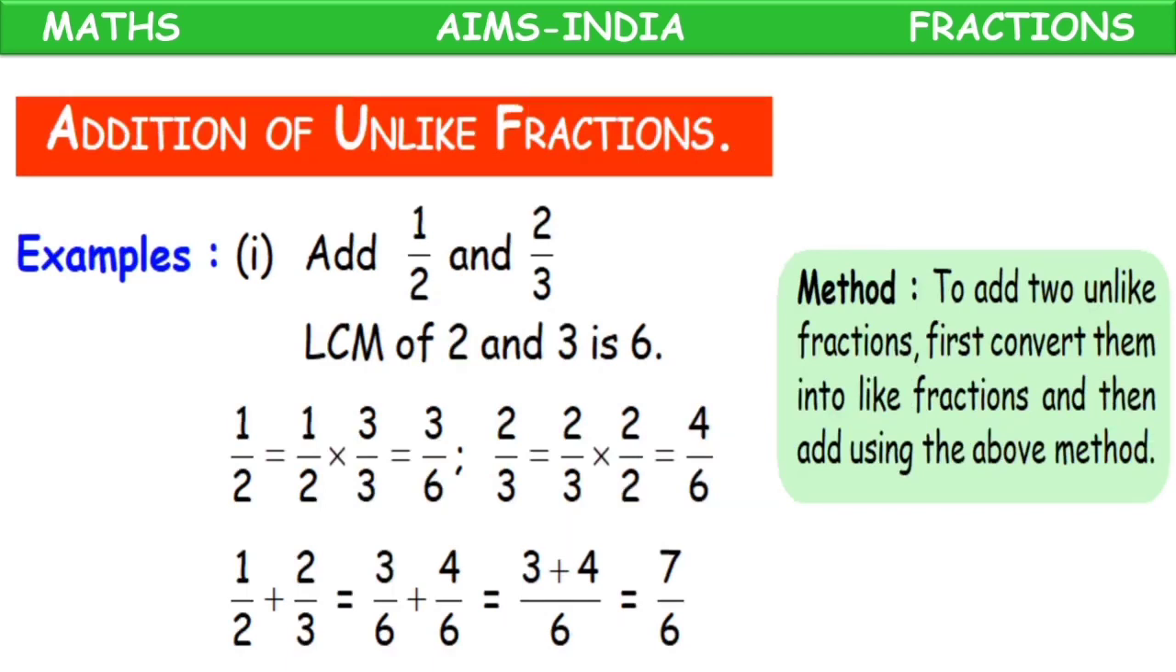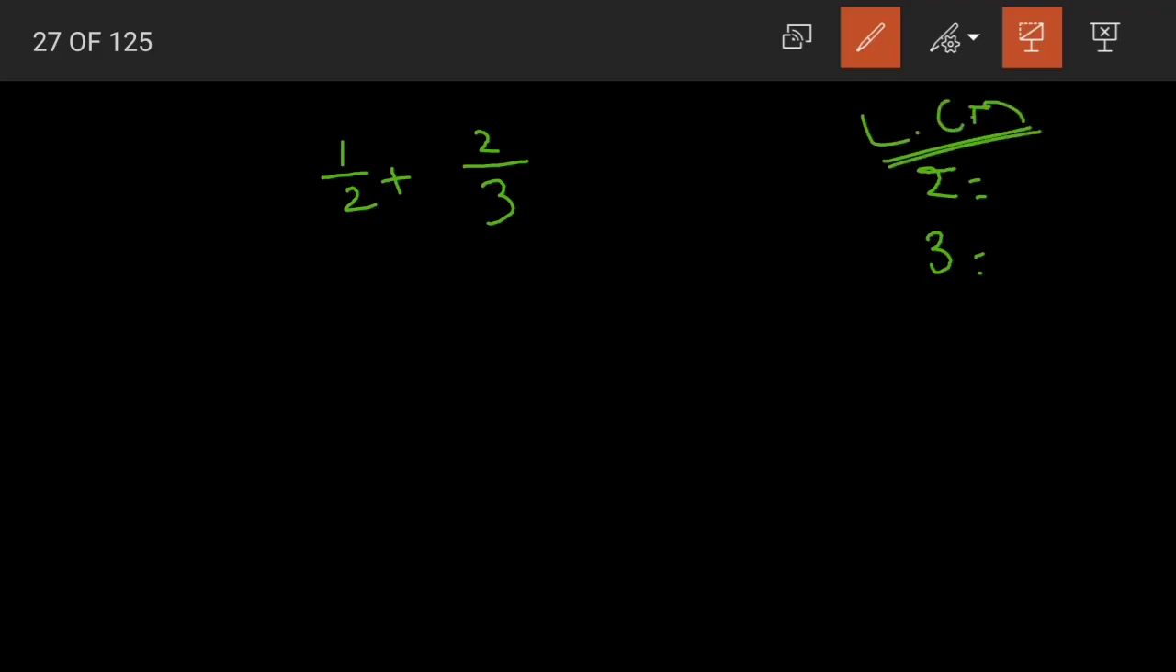Now what is the question here? Add 1 by 2 and 2 by 3. 1 by 2 plus 2 by 3. What are the denominators here, children? 2 comma 3 are our denominators. We should find out the LCM, that is the least common multiple.